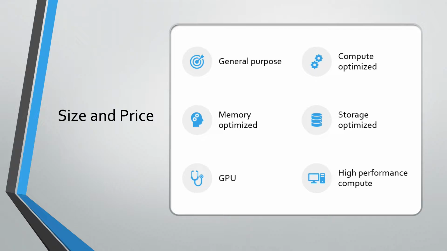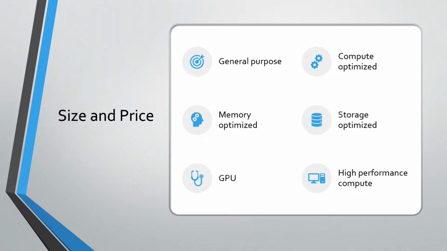Next is the memory optimized. Memory optimized, as the name says, is a high memory to CPU ratio. It's great for relational database servers. It's good for medium to large cache if you need, and it covers the E series and some VMs from the D series.